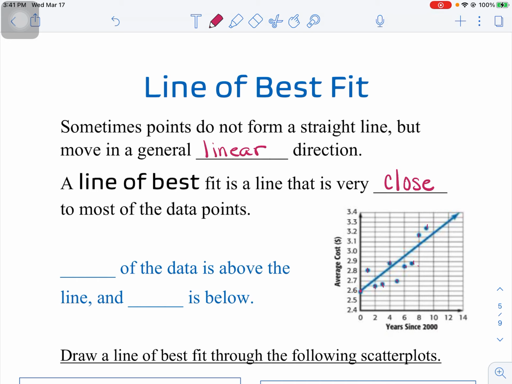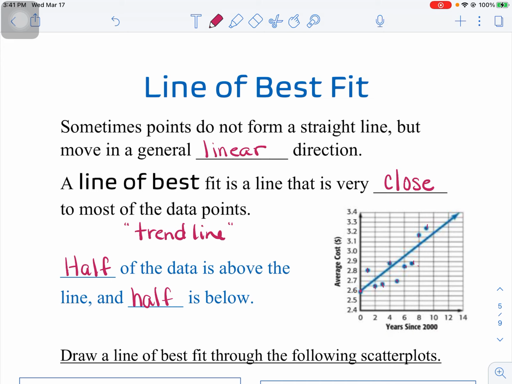Now, notice that half of the data is above the line and half, roughly, is below. So it has to split that data. This can also be called a trend line. It's another thing you can hear it called, a trend line.